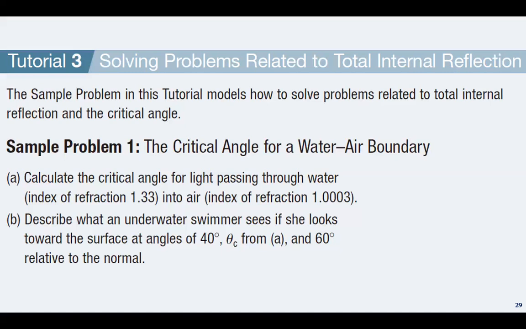I'll give you 5 minutes to consider this question here, and after that, we'll have a look at the solution together.